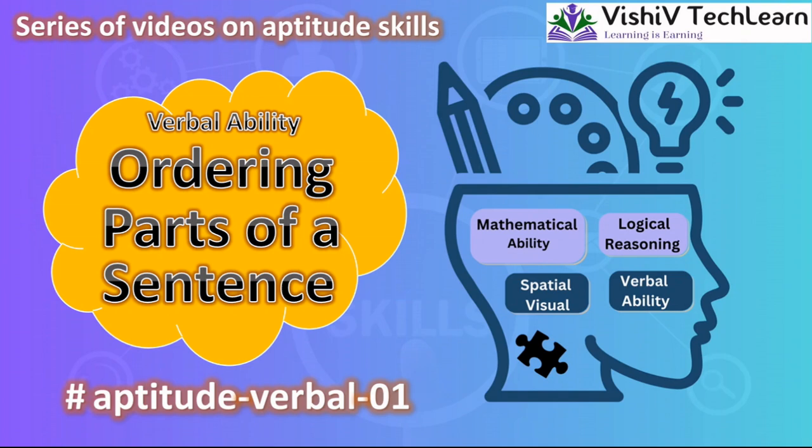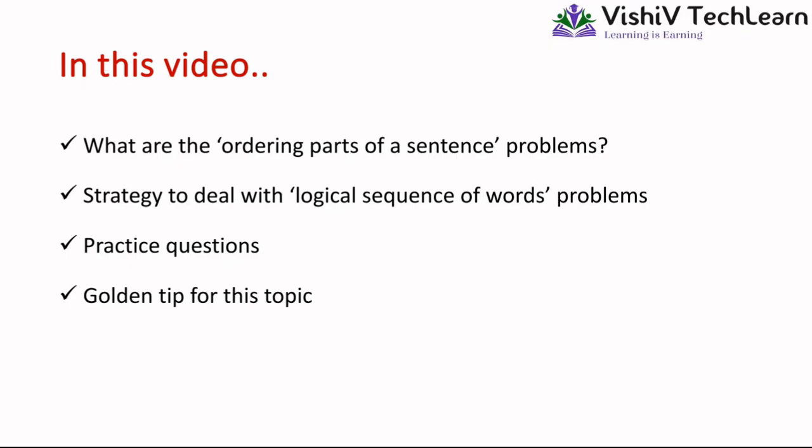Hello everyone, in this video we are going to talk about verbal ability, one of the categories of aptitude skills. And in verbal ability, the name of the topic is ordering parts of a sentence. So let's go through it. In this video we are going to talk about what ordering parts of a sentence problems are, a strategy to deal with these problems, a few practice questions, and at the end a golden tip.